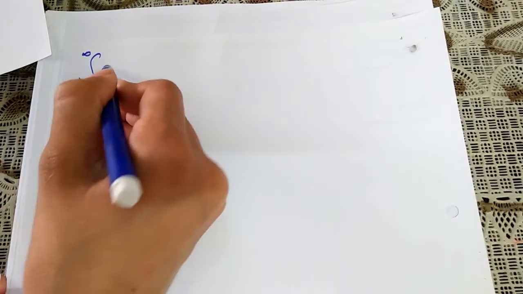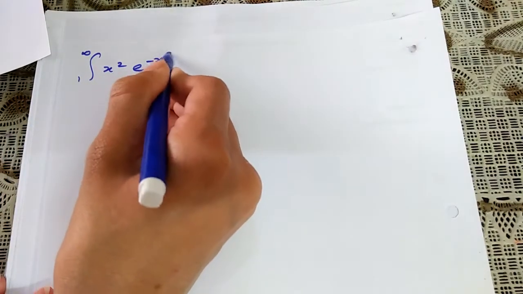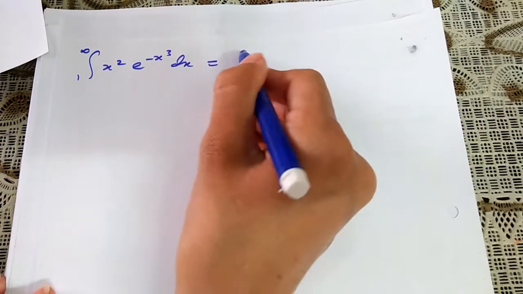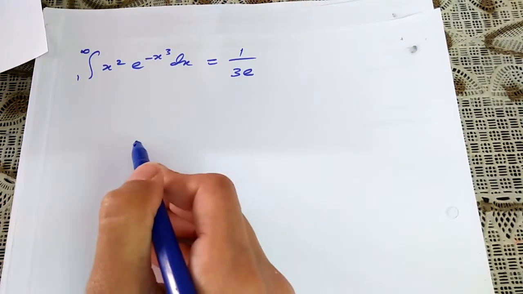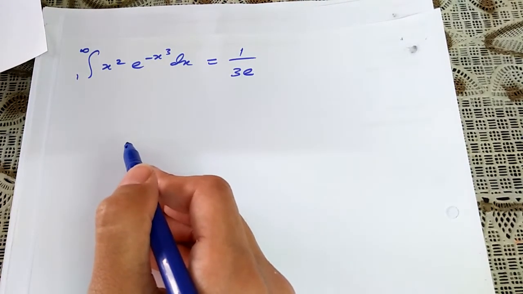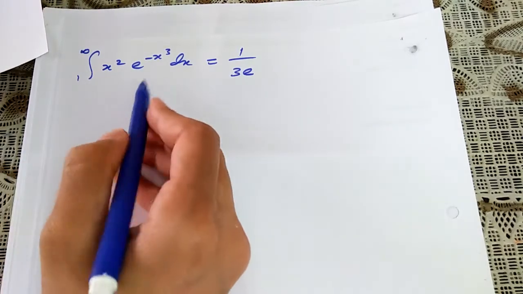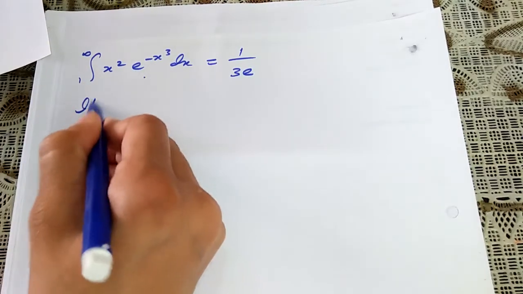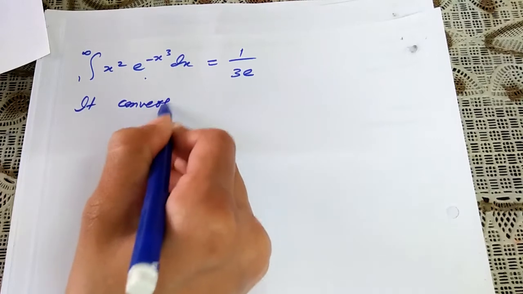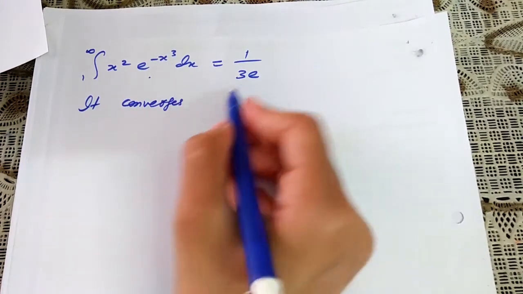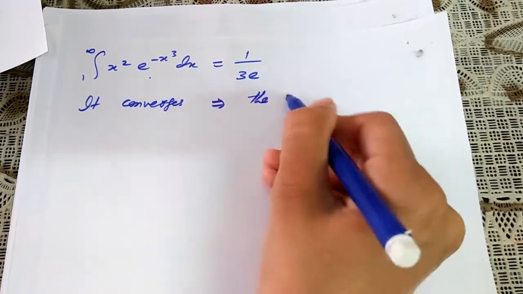So your integral answer, the integral from 1 to infinity of x square e raised to power minus x cube dx, will be equal to 1 over 3e. And this is your defined answer. It is not infinite, so it means this converges. Since this integral converges, this means the given series converges.